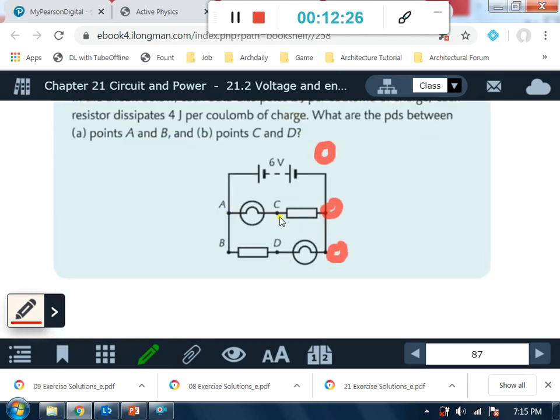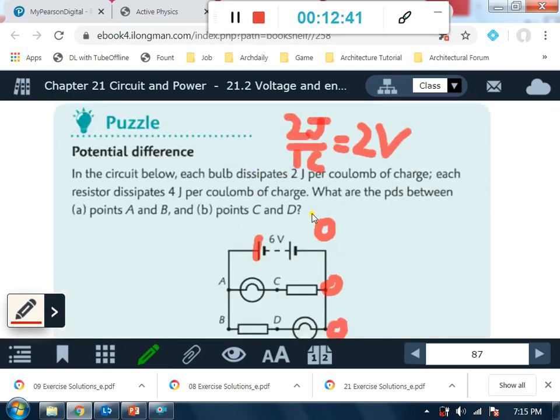Now look at this. C and this point should be 0. C is higher than this, but how do we know that? The longer one is positive, so the current should pass through A to C and then to 0. Based on the question, the resistor will have a 4 joule per coulomb drop. It means 4 volts. So C should be 4 volts higher than 0. It means that here should be 4 volts.